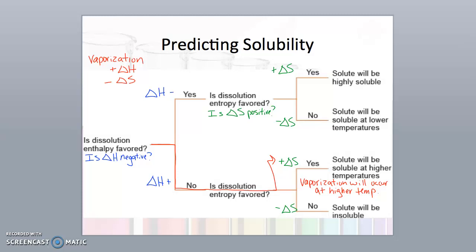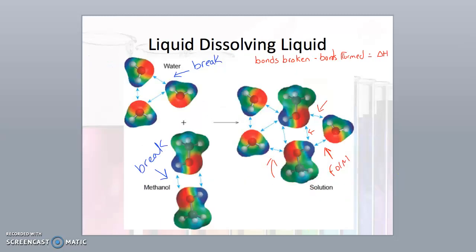And if we look at our vaporization, we said that that was not enthalpy favored, but it was entropy favored. If we follow our little flow chart here, we're not enthalpy favored, but we are entropy favored, so we can say vaporization will occur at higher temperature, and this makes sense. When we have a liquid dissolving in a liquid, the same thing happens. We've got water here and methanol, both have hydrogen bonding. We have to break these hydrogen bonds, and we form new hydrogen bonds with the mixed liquids.